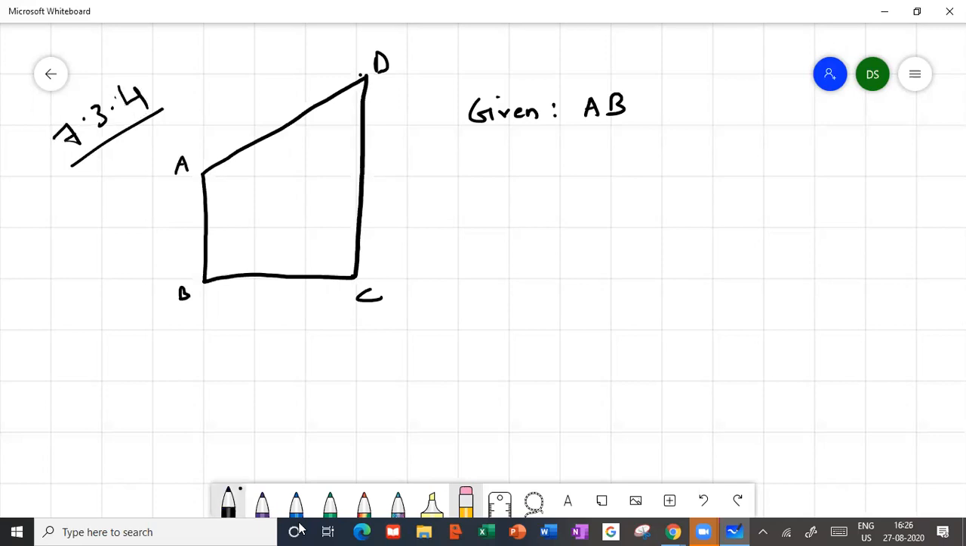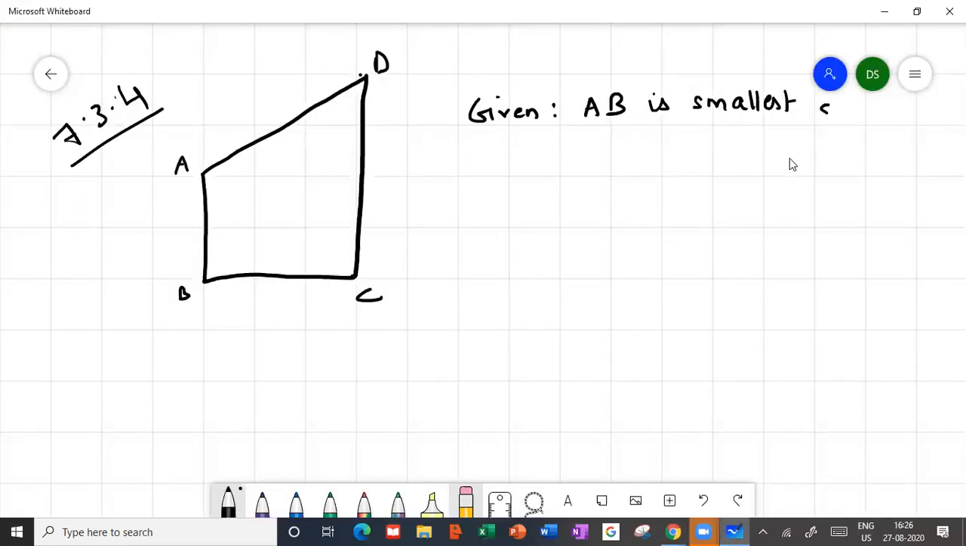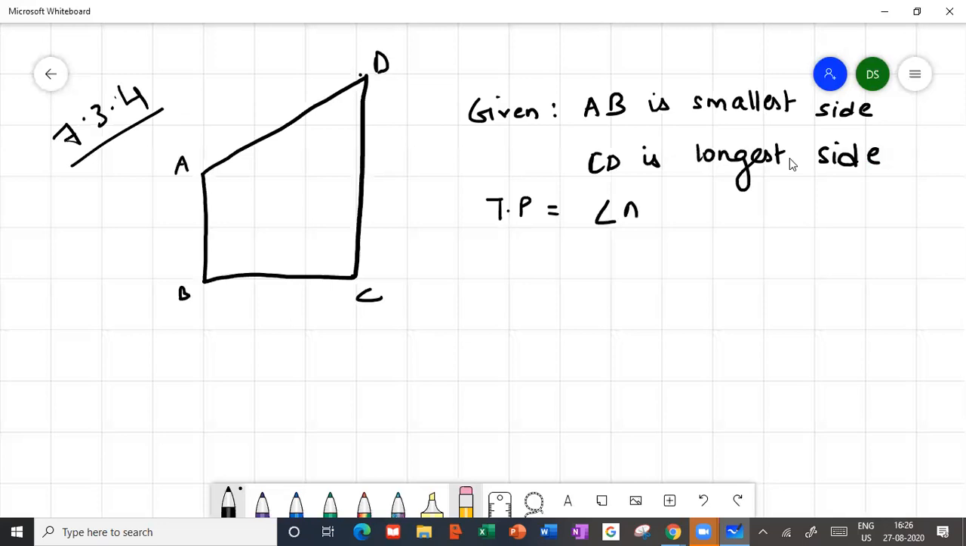So AB is not smallest, have they given? Yeah, they have given AB is the smallest side, and CD is the longest side. So if I say AB is the smallest side, what can I say about the angle? Okay, to prove, what do you want to prove? Angle A is greater than angle C and angle B is greater than angle D.